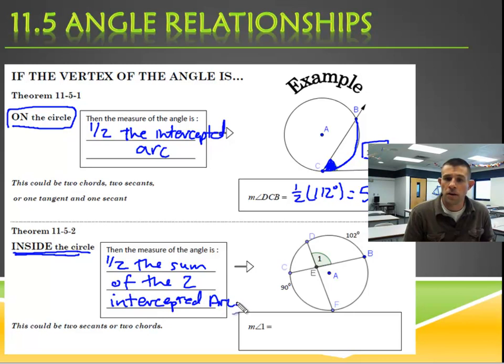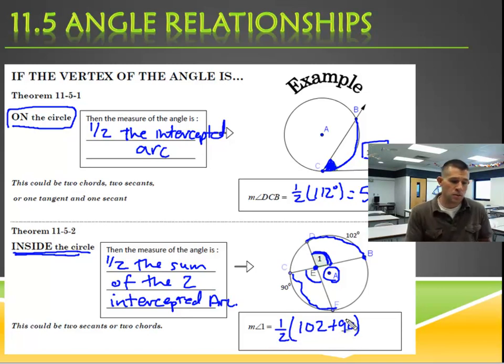Okay, so if you take a look at our picture, here is an example. I have angle 1 right here, and its vertex is E. It is inside the circle, and notice that it's not on the center of the circle, A. Therefore, the measure of angle 1 should be equal to 1/2 of the sum of its two intercepted arcs. Those intercepted arcs are DB and CF. Therefore, this should be equal to 1/2 of 102 plus 90. When I add that up, I get 1/2 of 192, and that's going to result in 96 degrees.